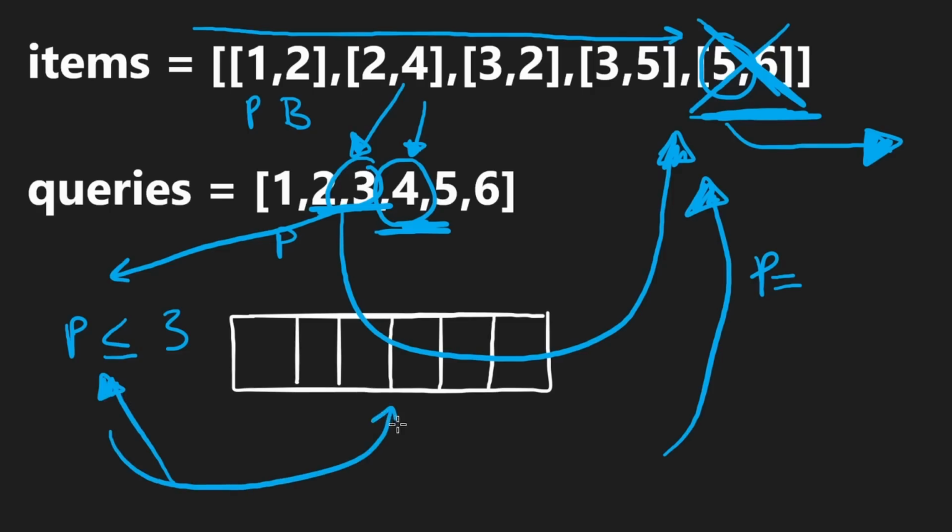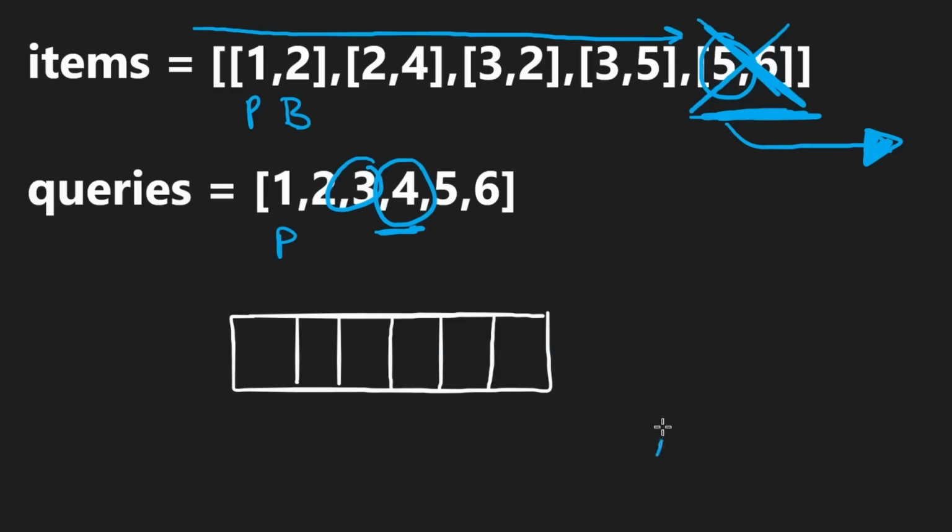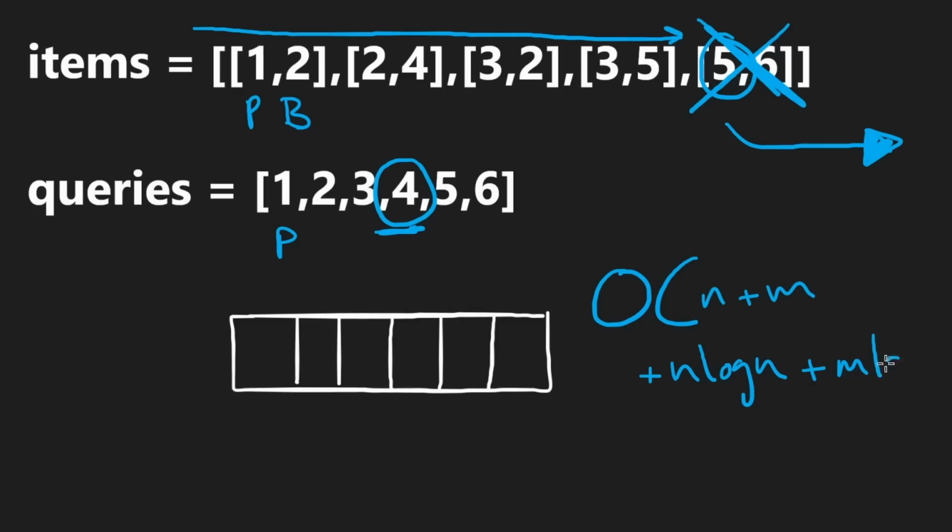It would have been stored somewhere in this array. So that's the idea behind this problem. That's the intuition behind this problem. The solution I'm about to show you, based on that intuition, after the sorting is done, the time complexity is actually just going to be n plus m. And then including the sorting as well, we get n log n plus m log m. So now let's get into the solution.